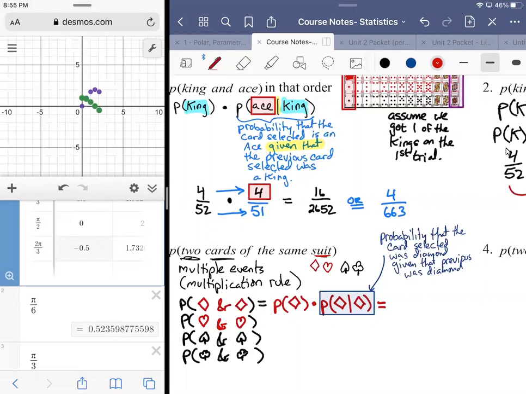So there are 13 cards in a deck that are diamonds out of 52 in total. All right. So that accounts for this first element here. Then what we do is we multiply that by the probability of getting another diamond, given that the first one selected was a diamond, right?